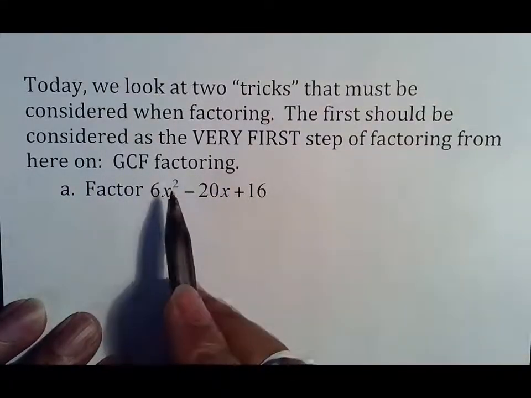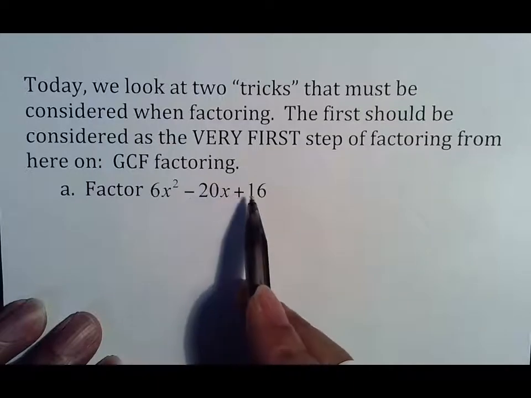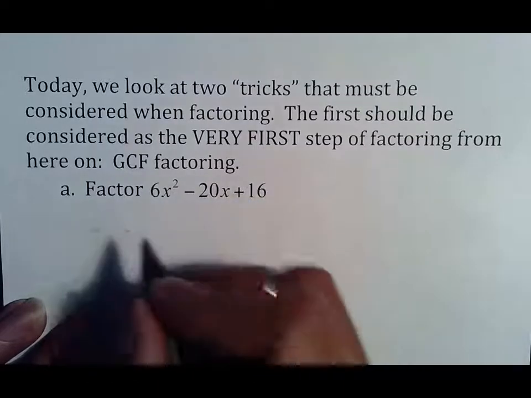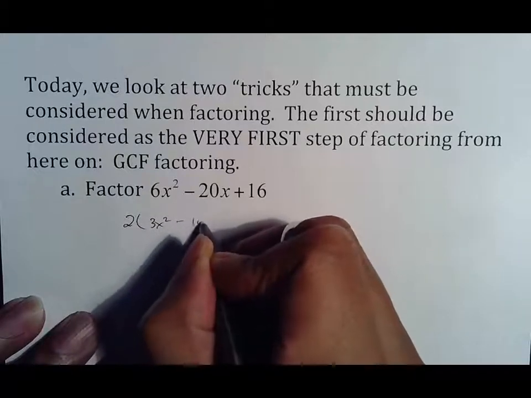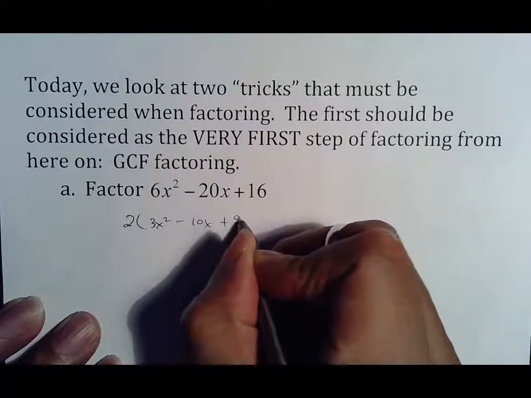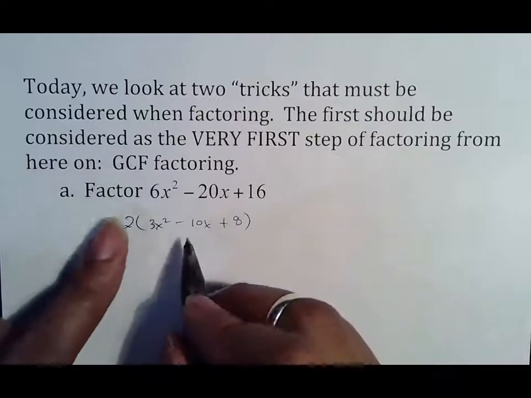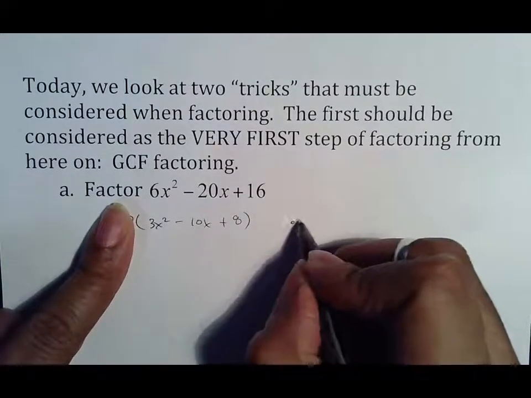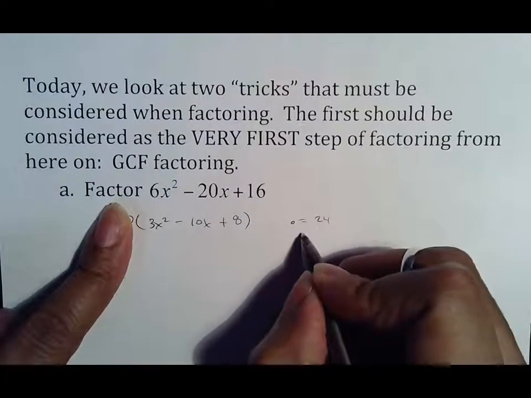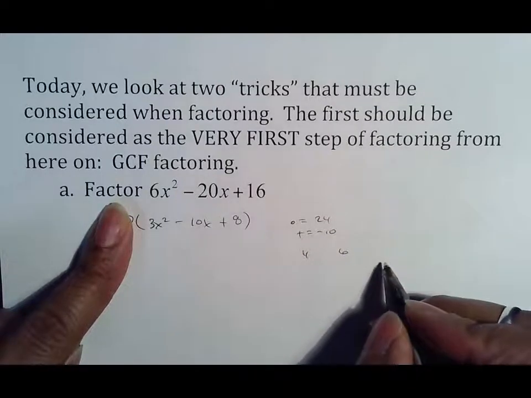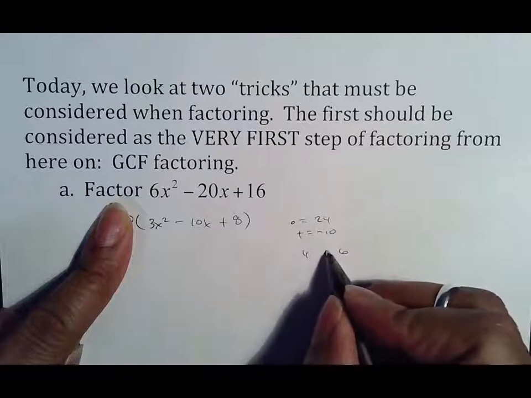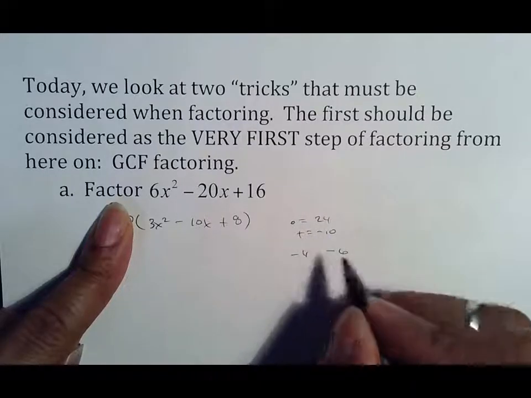When we do that and we look at 6x squared, 20x, and 16, the number I can take out of all 3 of these is 2. And it becomes 3x squared minus 10x plus 8. Based off of that, focusing only on this, we're looking for numbers that multiply to be 24 and add to be -10. Again, I'm not going to go through the process, but knowing that those numbers are 4 and 6, the bigger number must be negative. The signs are the same. There's your numbers.